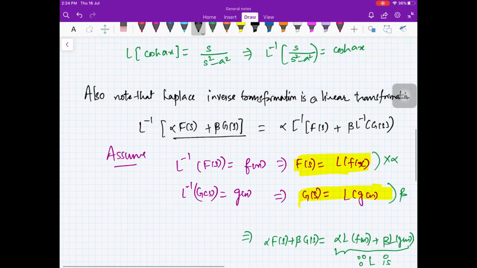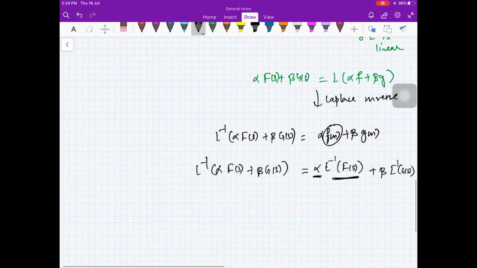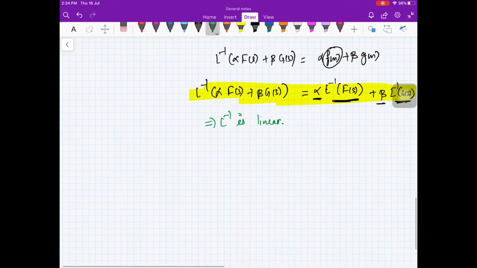Now what is f of x? Look at here. f of x is L inverse of F of s. So this is alpha L inverse of capital F of s plus beta L inverse of capital G of s. So you get that L inverse of alpha F of s plus beta G of s is alpha times L inverse of F of s plus beta times L inverse of G of s. So it implies that L inverse is linear.